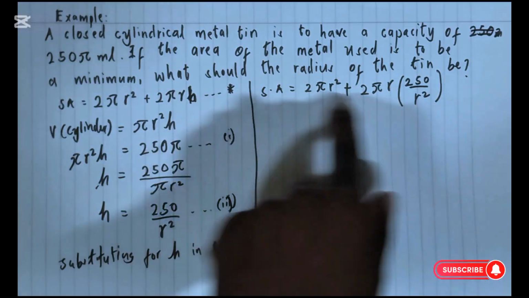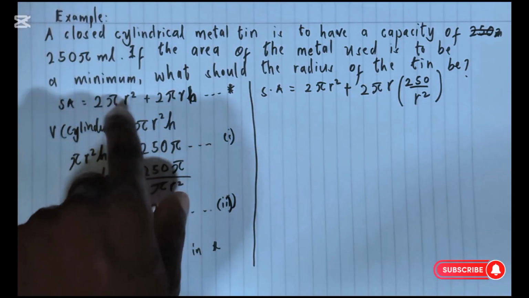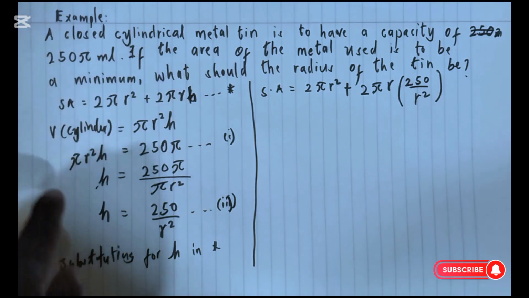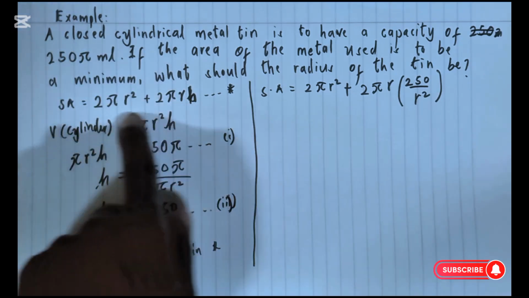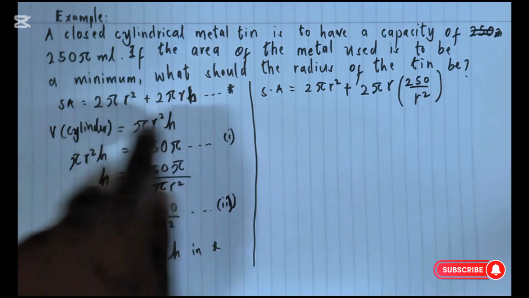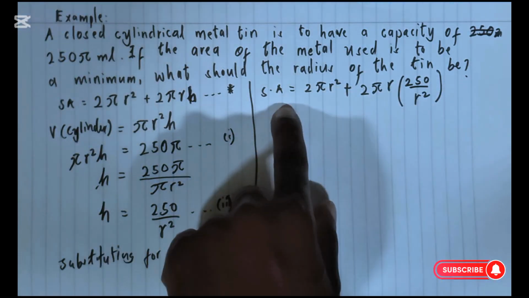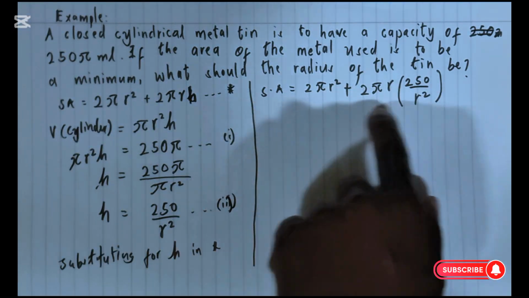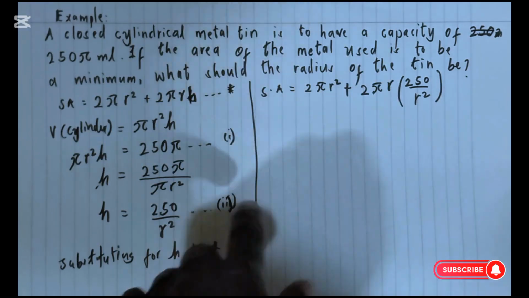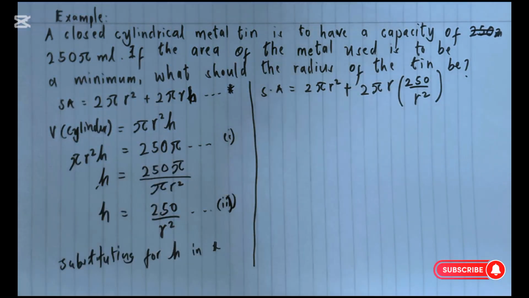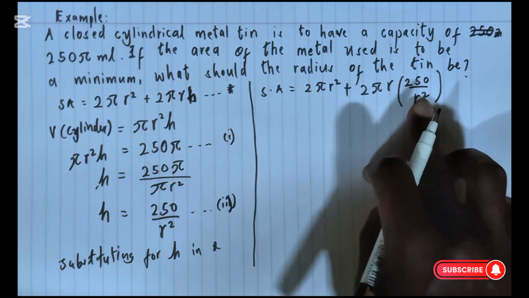And remember, we couldn't differentiate it because we had two unknowns, r and h. And so we use the information that we're given about the capacity to rewrite the whole equation with one unknown, and that is r. And so you can see right now that the surface area equation has been written using only one unknown, and that is r. Of course, we all know the value of pi. Pi is a constant.